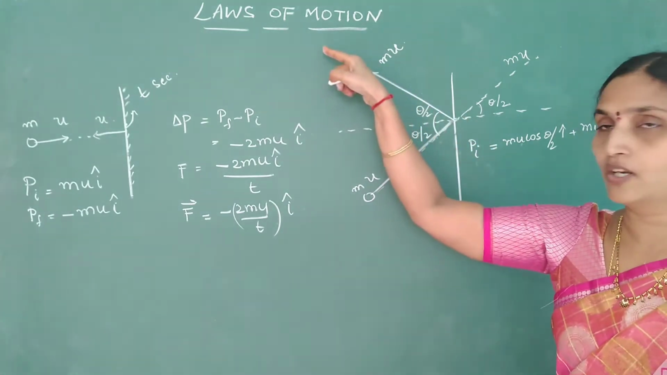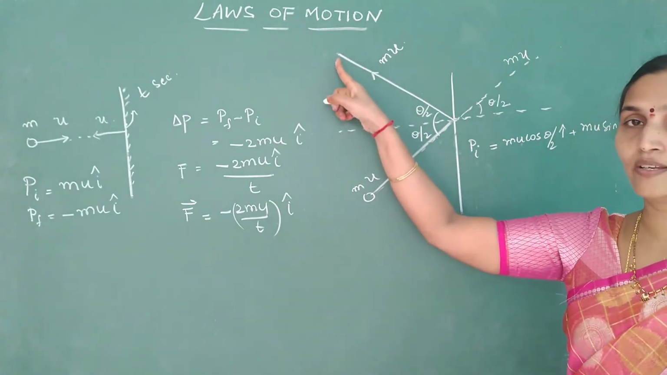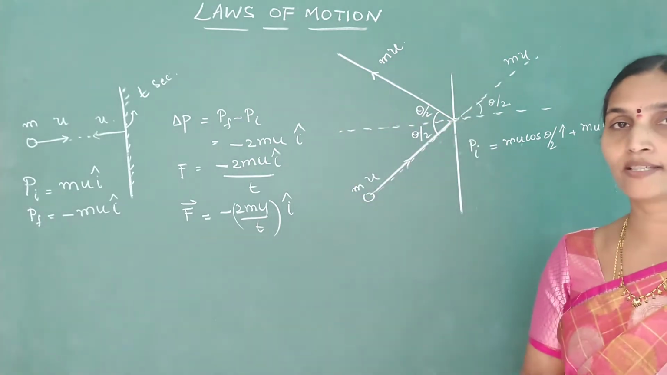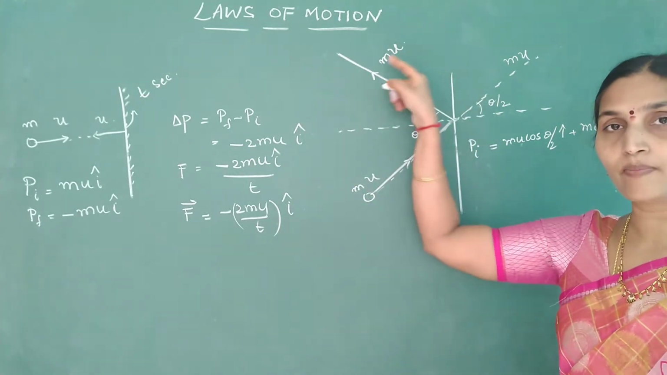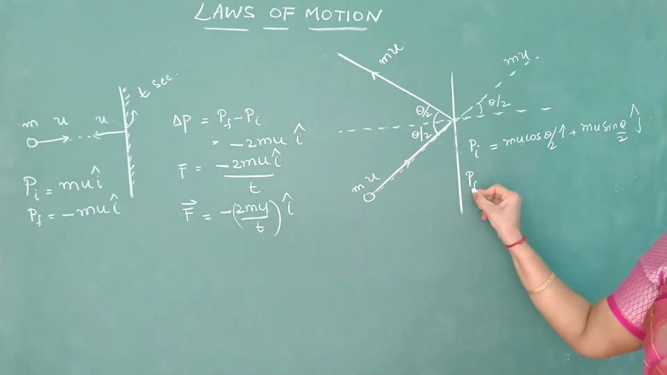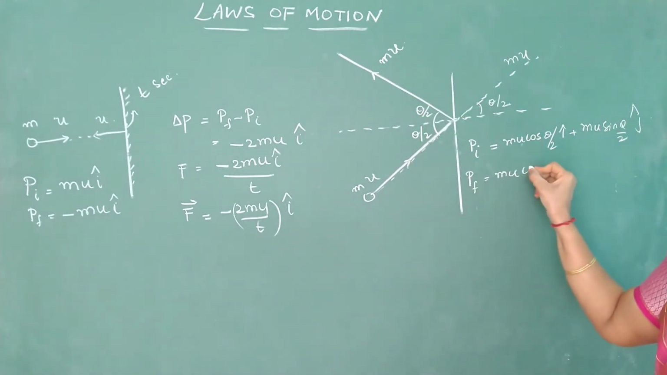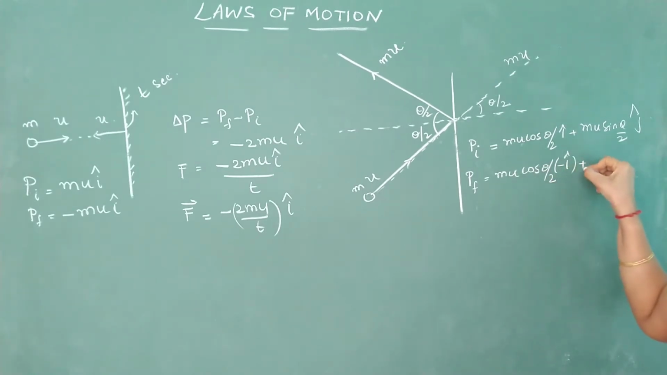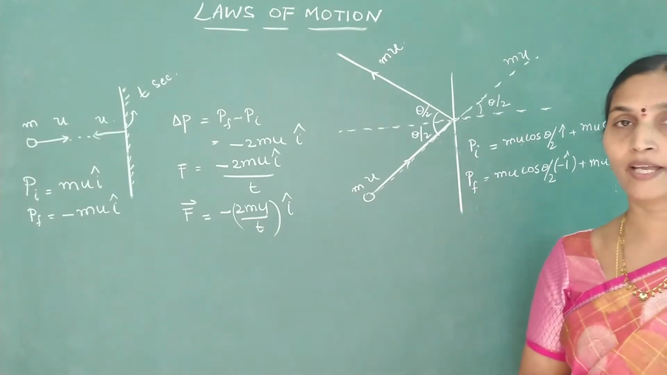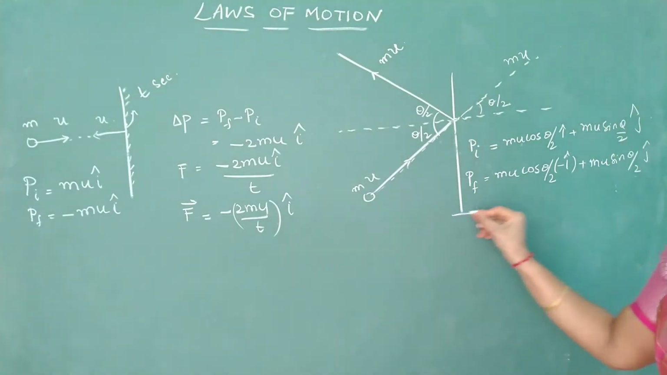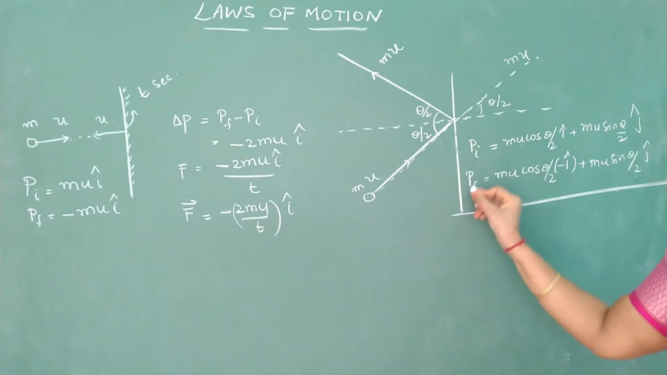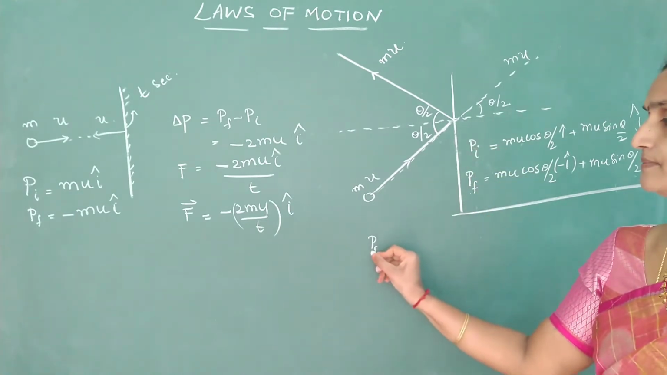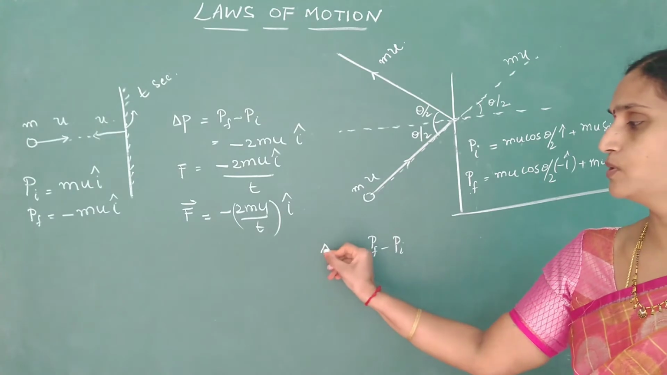After hitting the wall, it's going along this direction. Is it in the second quadrant? X is negative, y is positive. Again, the angle is theta by 2, and the magnitude is the same. Write the final momentum: mu cos theta by 2 minus i cap plus mu sin theta by 2 j cap. These are the final and initial momentums. We want the change in momentum. Subtract the two relations: P final minus P initial. This will give you the change in momentum.